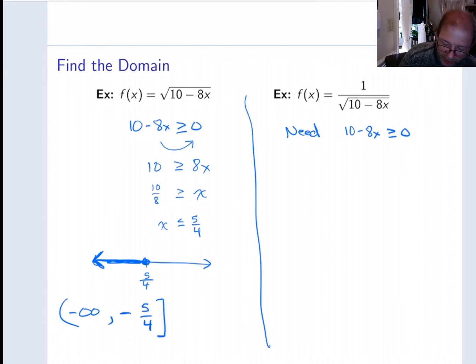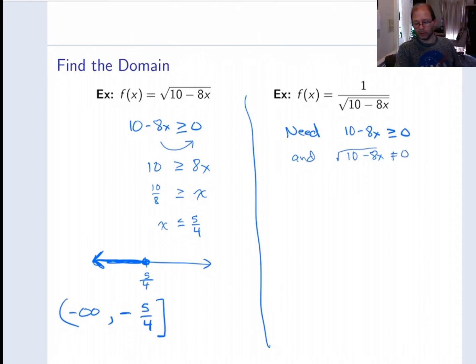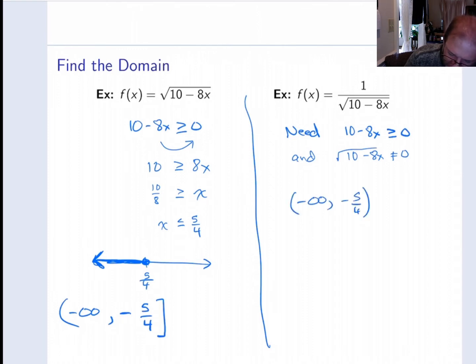But because this is in the denominator, we need 10 minus 8x. It's a square root, and we need the denominator to not be 0. So the answer to this winds up being minus infinity to negative 5/4, but you can't include negative 5/4 because negative 5/4 makes the entire denominator 0.